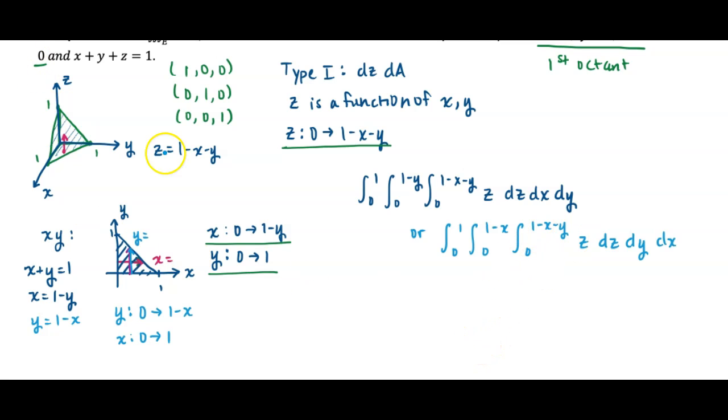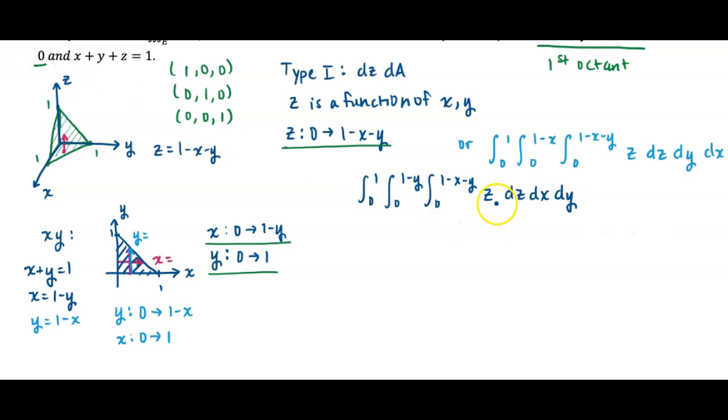Let me just actually move this over, and then we're just going to evaluate this first integral we found. So evaluating this, let's start with the z. The integral of z with respect to z is just 1/2 z squared. That's going from 0 to 1 minus x minus y.